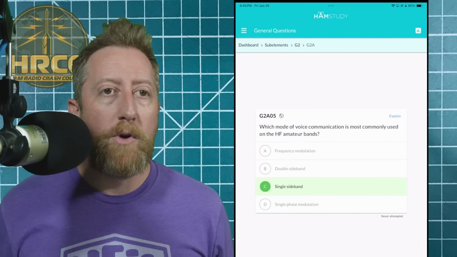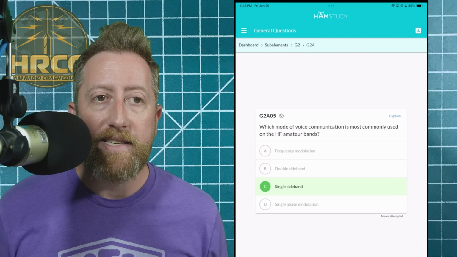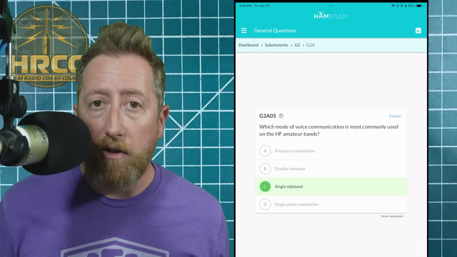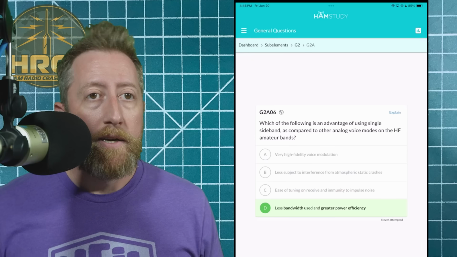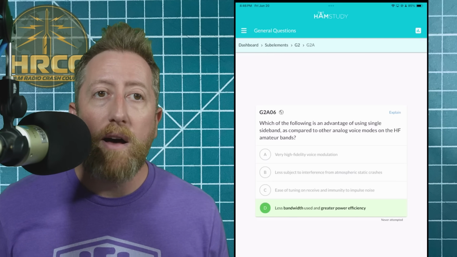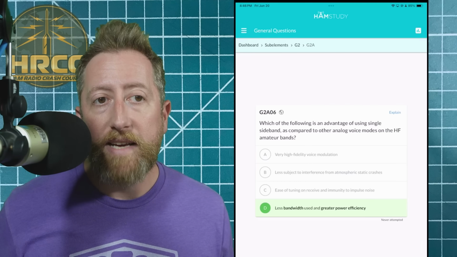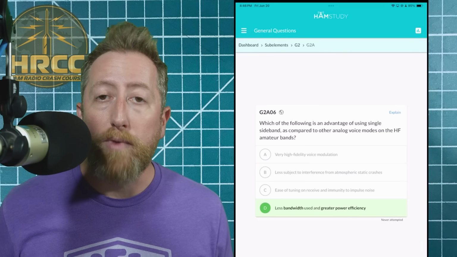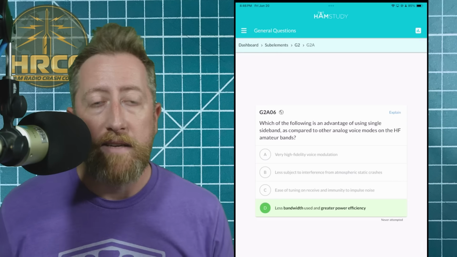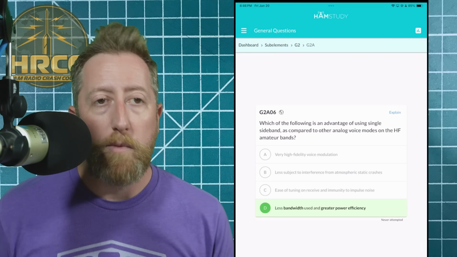Number 5, which mode of voice communication is commonly used on the HF amateur bands? And it's C, single sideband. So yes, there's upper and lower, but it's called single sideband. Number 6, which of the following is an advantage of using single sideband as compared to other analog voice modes on the HF amateur bands? Single sideband takes up less bandwidth and has greater power efficiency. If you're not having to put out vestigial sidebands or, in FM, another wide space of bandwidth, it's going to be more power efficient.